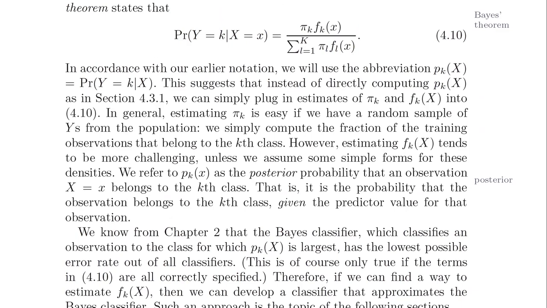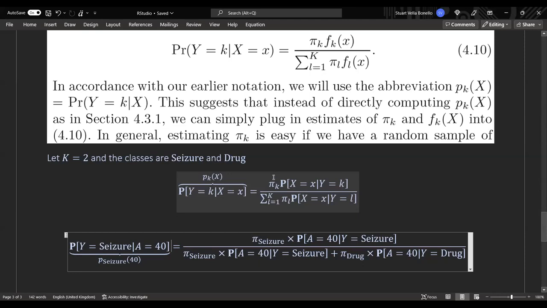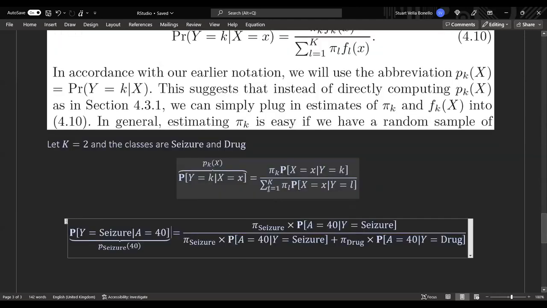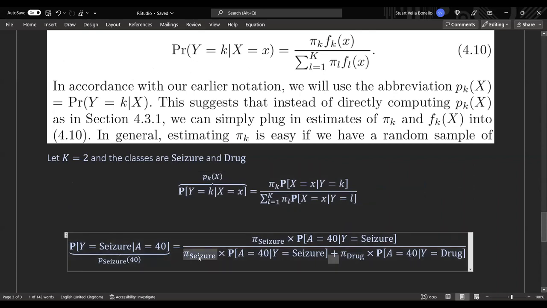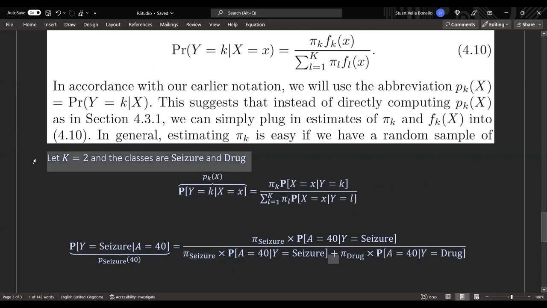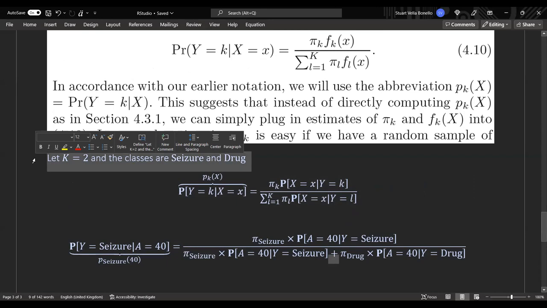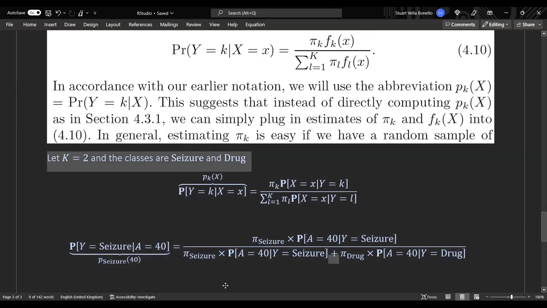However, by the way, the sum of the pi's should add up to 1. These pi's would add up to 1. So for example, probability of seizure would be 80%, and this would be 20%, if you're only allowing for the possibility of having two of them, and there's nothing else out there.